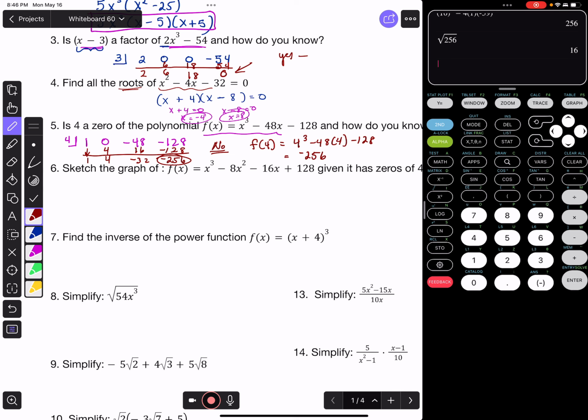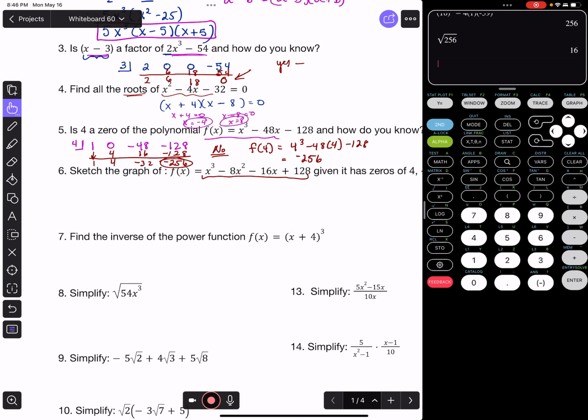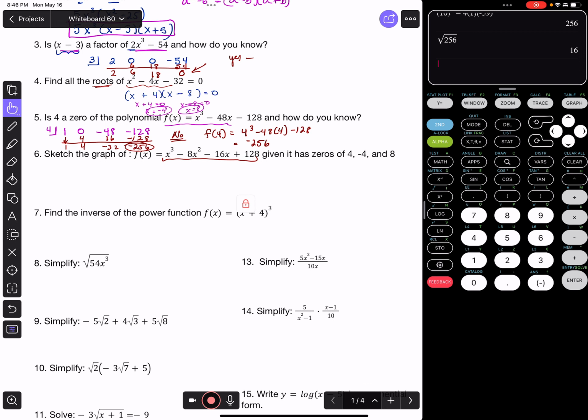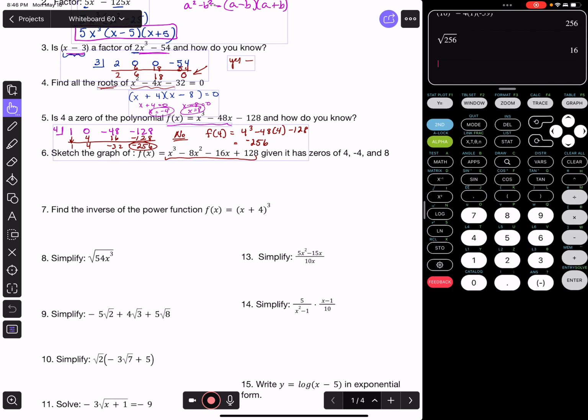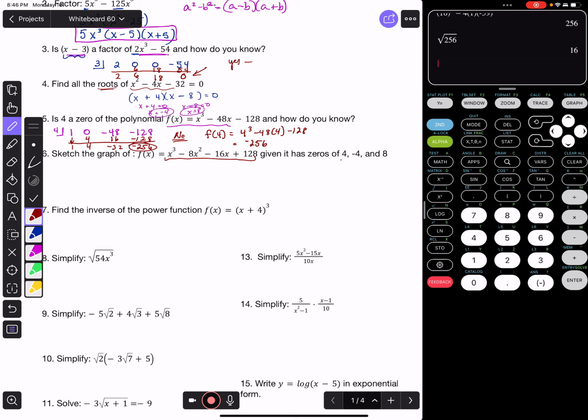Number 6, we just have to sketch the graph of this. And they have a key note here, though. They tell you what these zeros are. And that's very important because remember, zeros for a polynomial are also the x-intercepts. So if we have to just make a little sketch here real quick, it looks something like this. X-intercepts at 4, and then at 8, and then at negative 4. So we'll put points right there because we know it's going to cross right there.